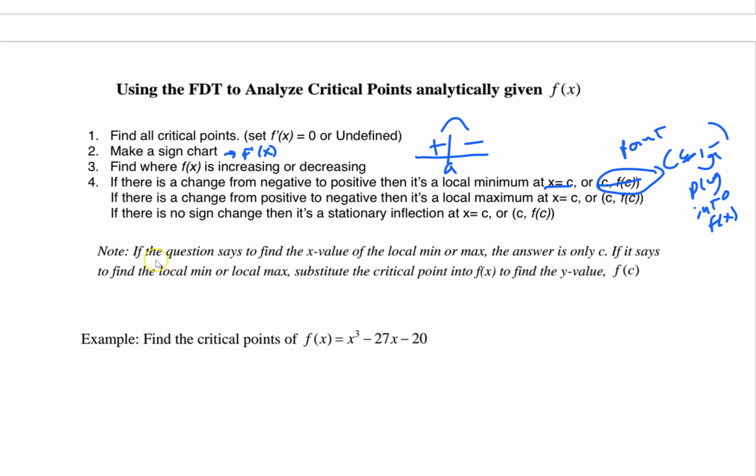As I just mentioned, if the question says find the x values, all you have to find is the x value. That's it, you're done. If it says to find a local min or max point, you have to plug it back into the original function to find it.